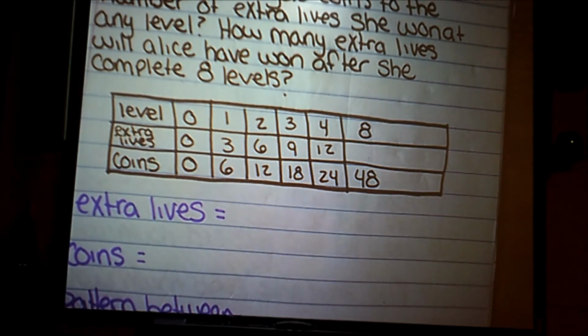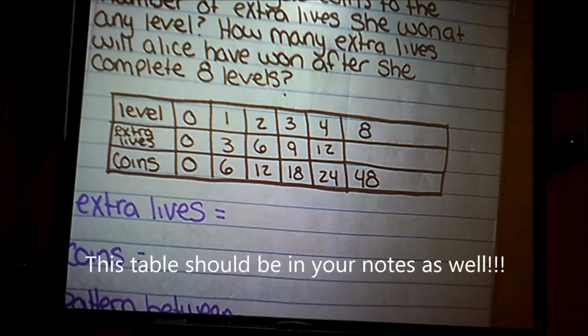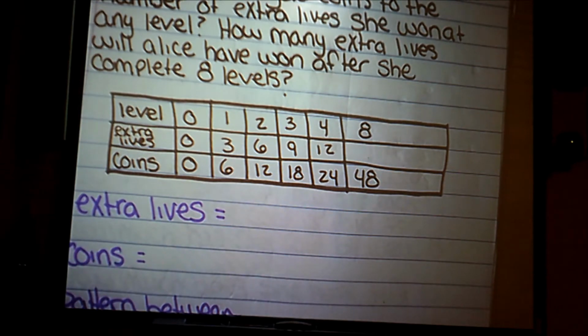So here's my table. 0, 0, 0. Obviously, before she plays the game, she doesn't have any extra lives. She doesn't have any extra coins. But whoop, whoop, whoop, she passes the first level, and she earns those 3 extra lives and those 6 extra coins. Second level's passed. Now she has a total of 6 lives and 12 coins.